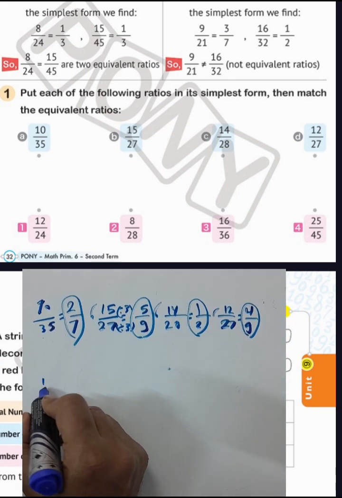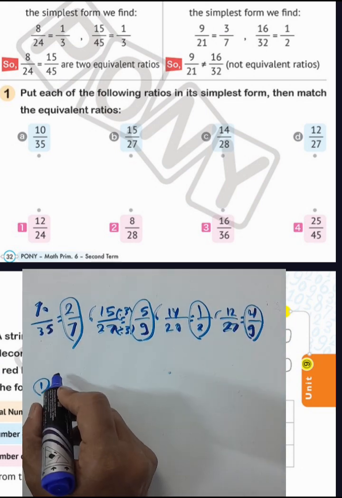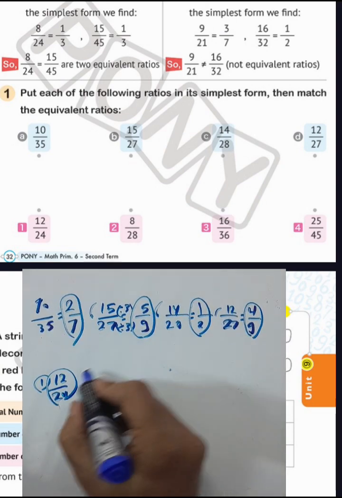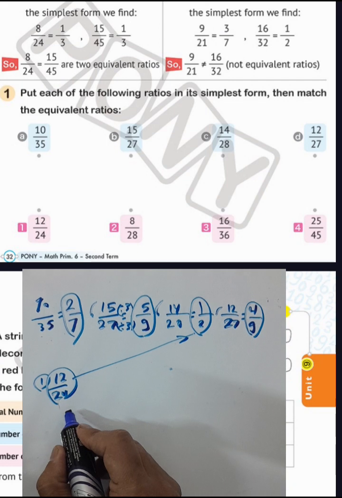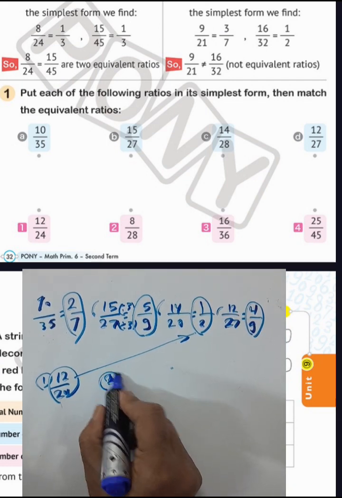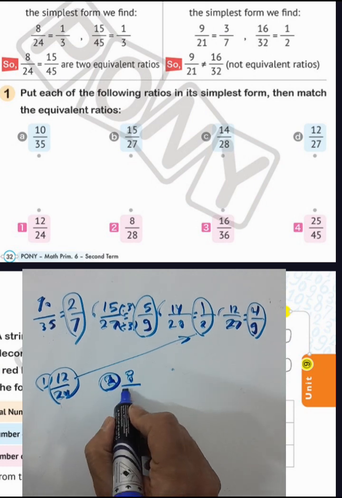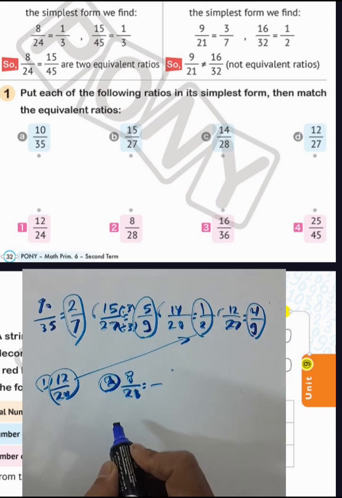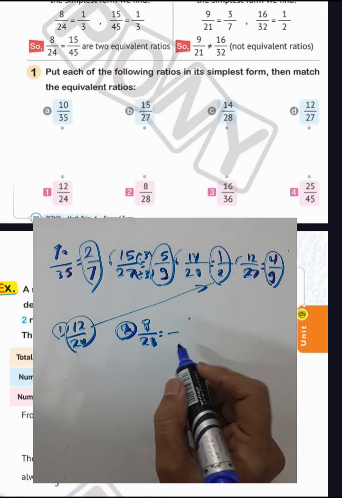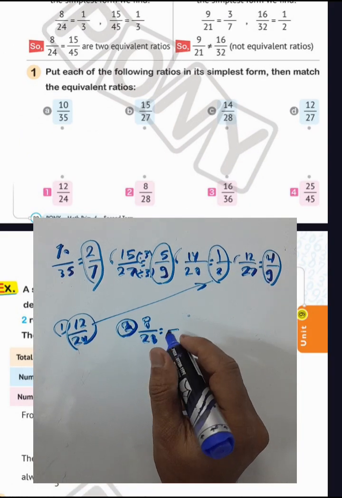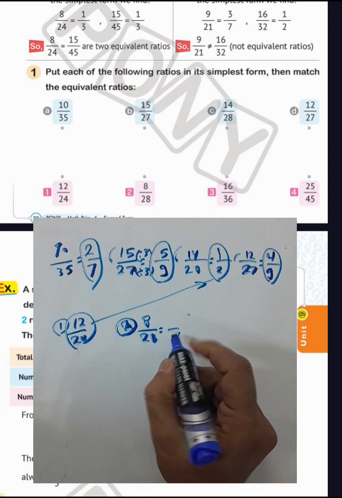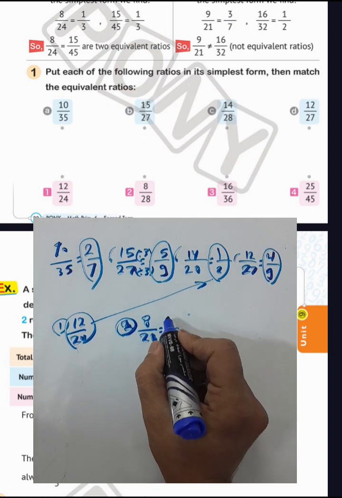And what about question number 1 down here? 12 over 24 will be 1 half, because 12 is half of 24. Question number 2. What about 8 over 28? We can simplify this fraction by dividing the numerator and denominator by 4, because 8 divided by 4 equals 2, and 28 divided by 4 equals 7.